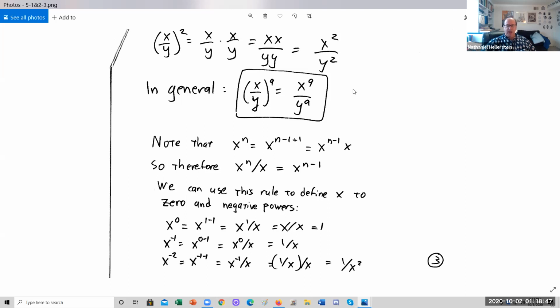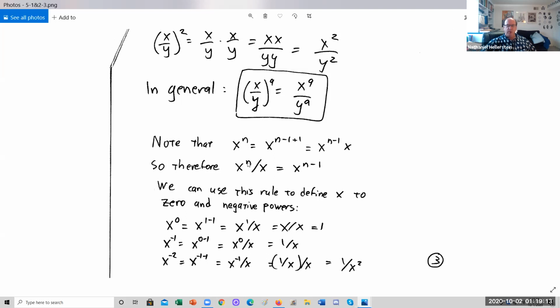Now, that covers some of the basic rules of positive powers. However, we're going to define 0 powers and negative powers. To do that, we use a general rule. Here's the idea. X to any power n will be x to the power n minus 1 plus 1. And this addition turns into x to the n minus 1 times x.